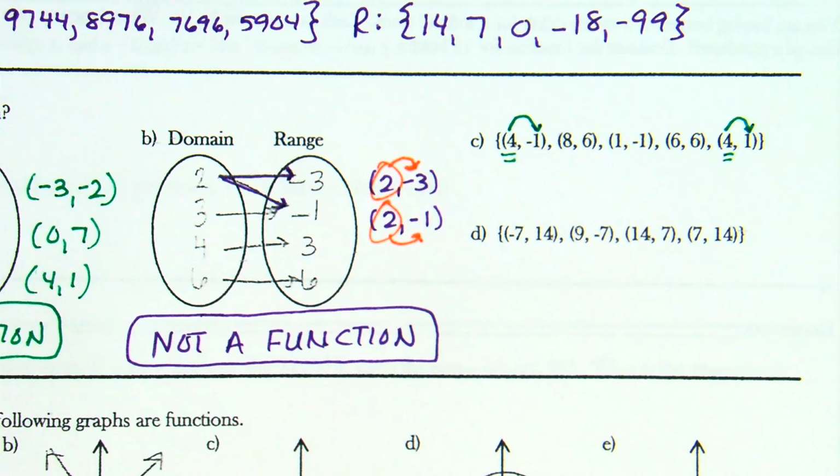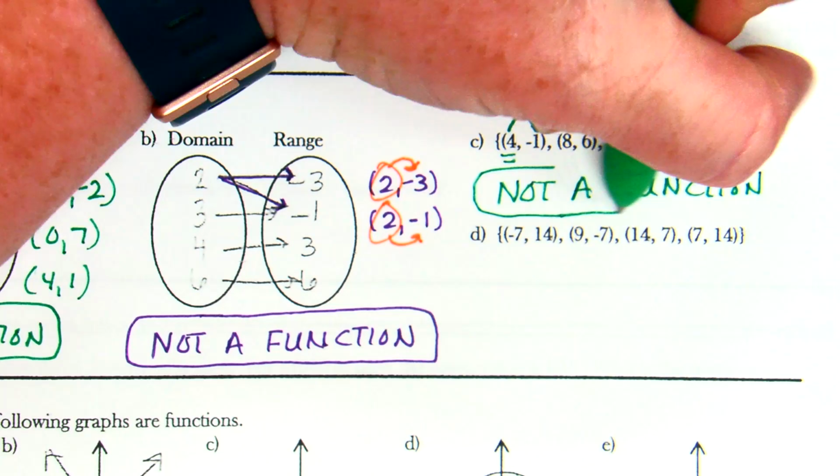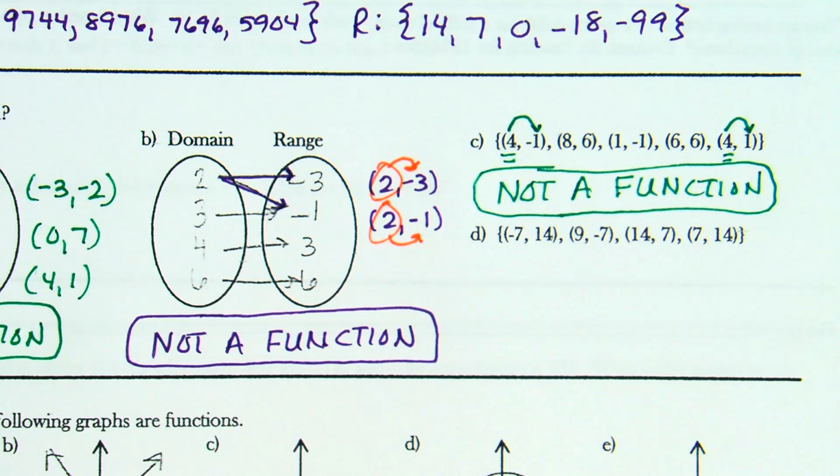Now, let me ask you a what if question. What if 4 had been paired with -1 in both cases? It is a function, right? Because if it's (4, -1) and (4, -1), it's paired with the same number, isn't it? It's just listed twice. So sometimes they'll throw that trick in on you. Just an FYI.